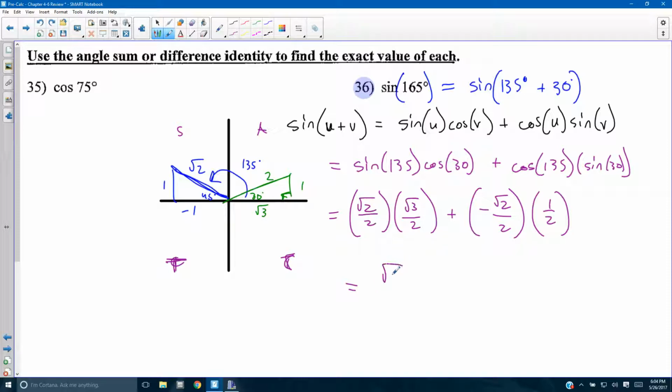Root 2 times root 3 is root 6 over 4. Hey, that looks familiar. Plus a negative right there, and this is root 2 over 4. This looks very familiar. Looks a lot like the previous problem we did. Root 6 minus root 2 all over 4. That ends up being your final answer right there. No real connection that I know between this one and this one that tells me why these two answers were the same, or if this was intentional or coincidence that they happen to be the same, but they're the same. So those two, there you go.